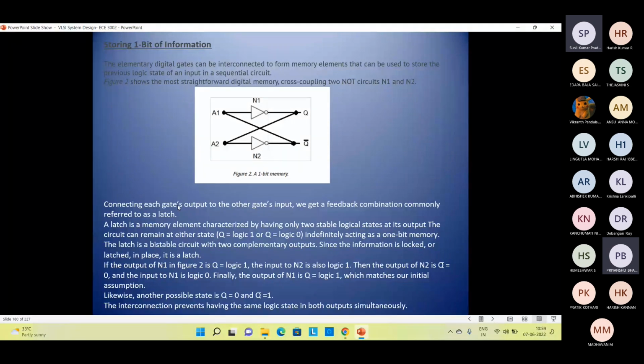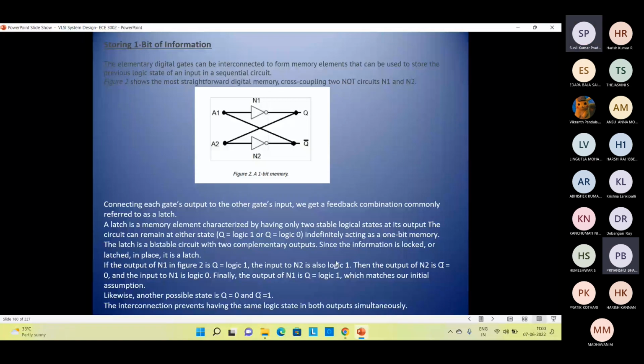Now, the latch is a memory element characterized by having only two stable logical states at its output, and the circuit can remain in either state. That is, Q can be logic 1, or it can be logic 0. Any logic state can be taken into consideration. So it indefinitely acts as a one bit memory. The latch is a bistable circuit with two complementary outputs, and since the information is locked, it is considered a latch. So you can think of a latch as a memory element characterized by having two stable logical states, and we get a feedback combination that we commonly refer to as a latch.